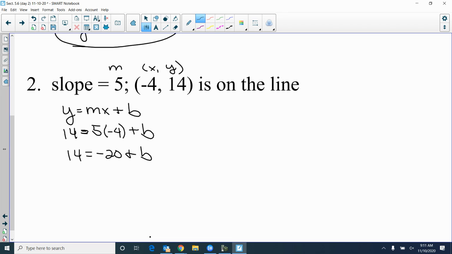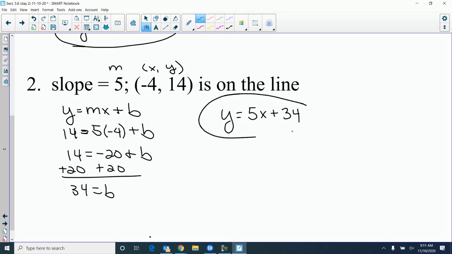Well, I still need to solve for what? B. And how do I do that? Add 20 to both sides. Yep, add 20 to both sides. So that gives me 34 equals b. Don't forget to write your final answer. So y equals, my slope is 5, so that's automatically going to make it 5x plus 34. Plus 34. Okay?